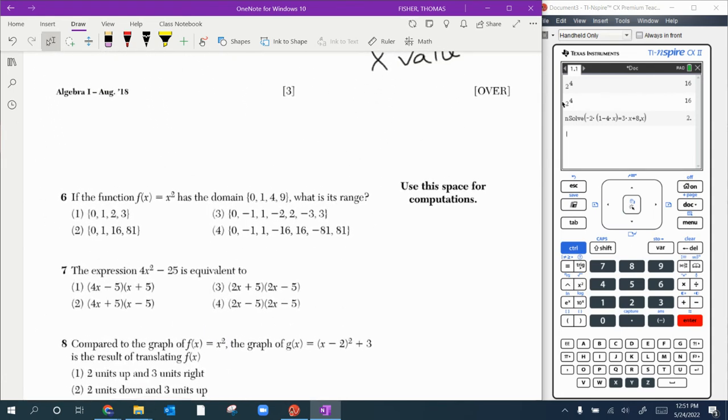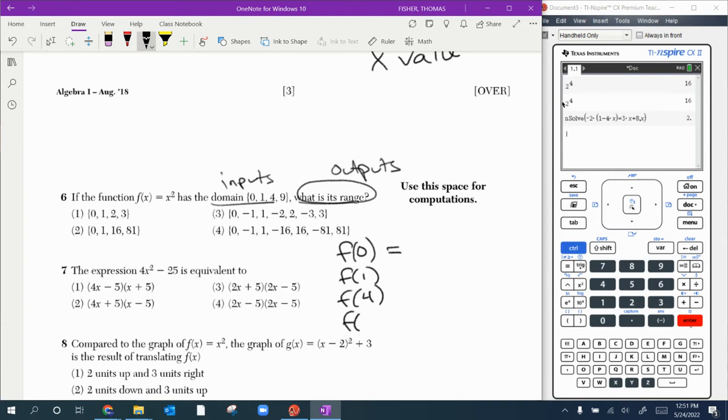Okay, here we go. If the function has this as its domain, what's its range? So range is all the outputs, and domain is all the inputs. So think of a function like a machine. You're putting these into it, in for x, and then coming out will be our outputs, our y values. So all we have to do is put these numbers in. So what is f of 0? What is f of 1, 4, and 9?